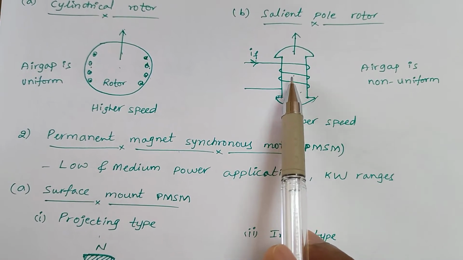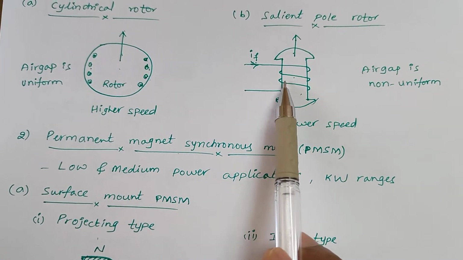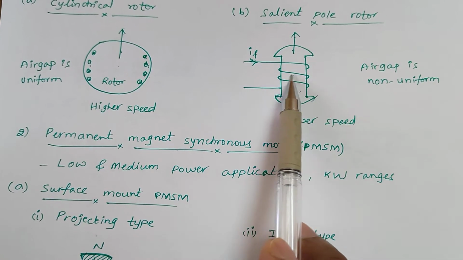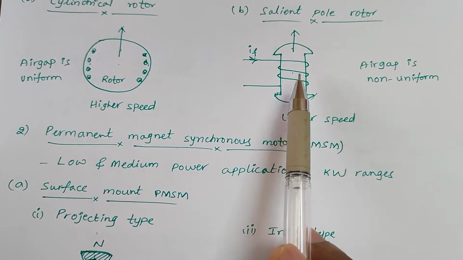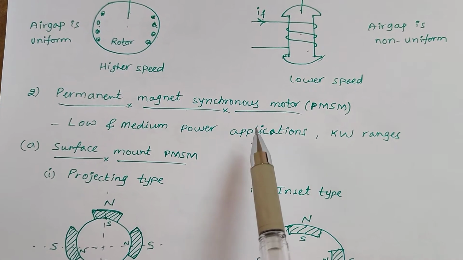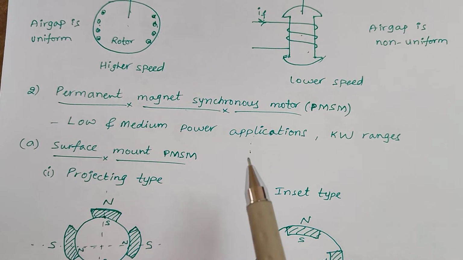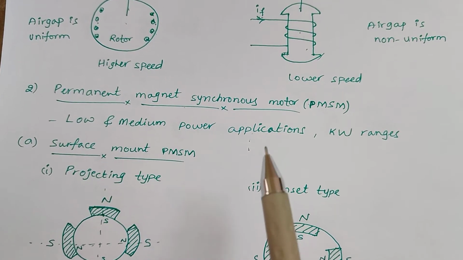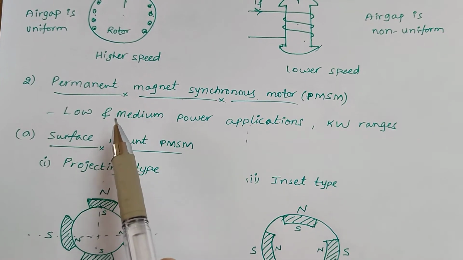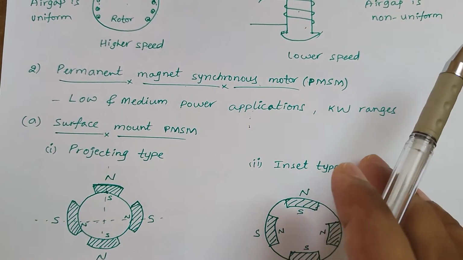One advantage in the wound field synchronous motor is that the field is produced only by the coils, so we can go for high power applications. But in the permanent magnet synchronous motor, if you want to go for high power applications, we need to increase the magnet size to produce the respective field. That's why it is used for low and medium power applications, generally in kilowatt ranges only.